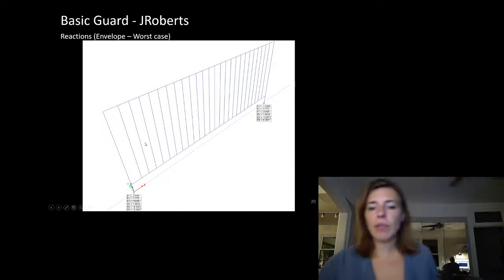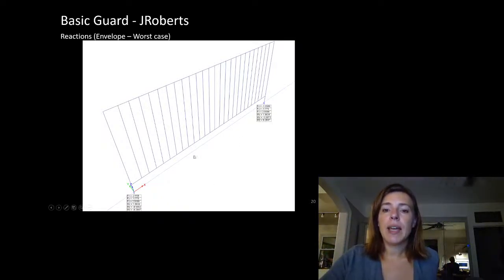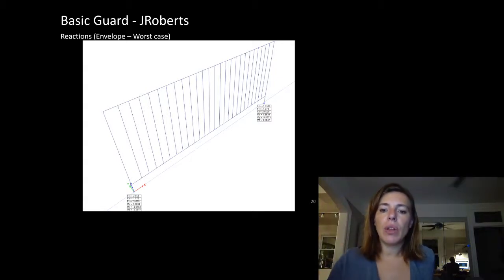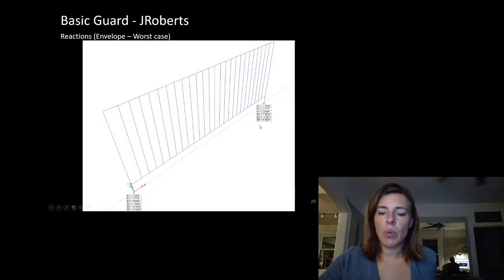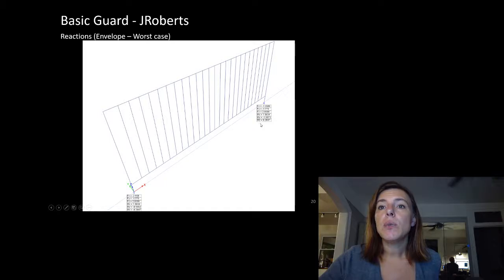Here is an envelope reaction case. An envelope is when I look at all of the load combinations, and for each load type, it pulls out the worst case. So all of these might not be from the same load combination. I need to check the worst case of every single one of those. So this pulls out the worst case of every single thing I need to look at here in this envelope. So you can see these were moment connected at the bottom.